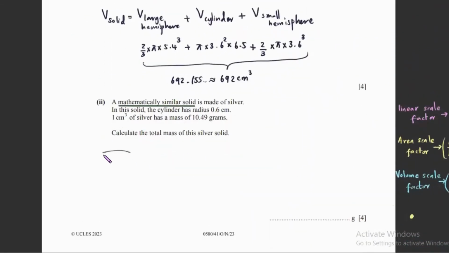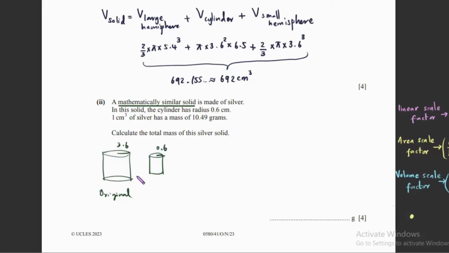So if I just draw only the cylinders, the original one has a radius of 3.6. Now, the new one is going to be thinner. It's going to have a radius of 0.6, and it will have a certain height. So from the radius, we can understand that this is going to be somewhat smaller in shape compared to the original shape. Now, you need to calculate the mass of this silver solid, and 1 cubic centimeter of silver has a mass of 10.49 grams.